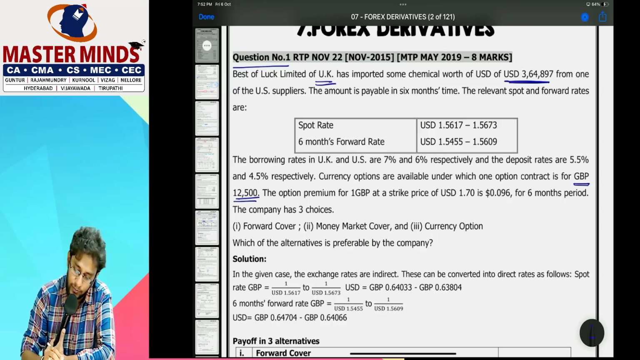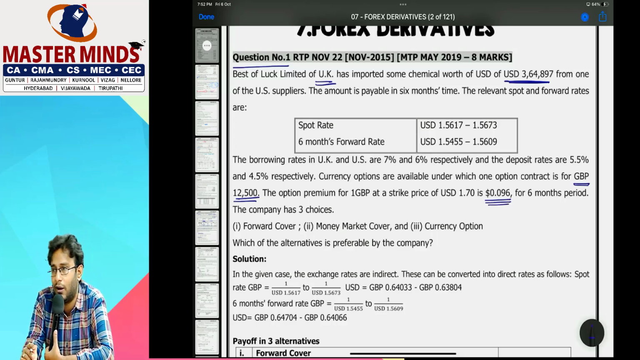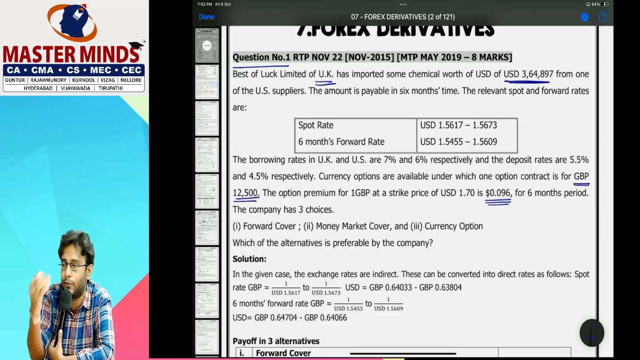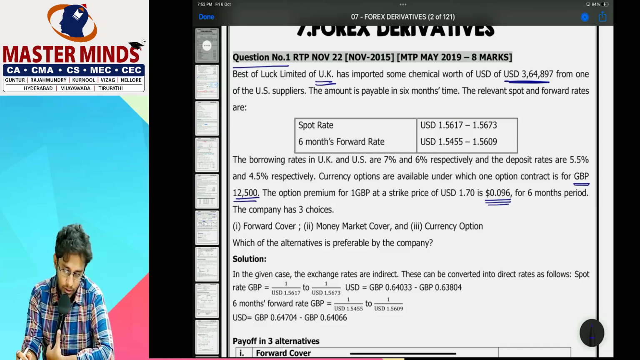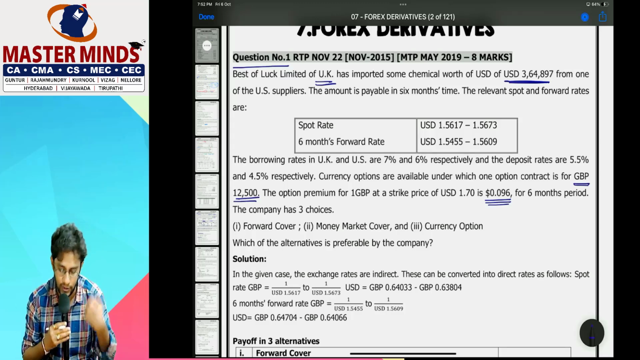The option premium for 1 pound at a strike price of $1.70 is $0.096 for a 6 months contract. So your option premium is in dollars, sir. Ultimately, today you have to pay the premium in dollars, but dollar is your foreign currency, so again you have to buy dollars at the spot rate and pay. The company has 3 choices: forward, money market and currency option. Which of the alternatives is preferable for the company? Fantastic, beautiful, right?